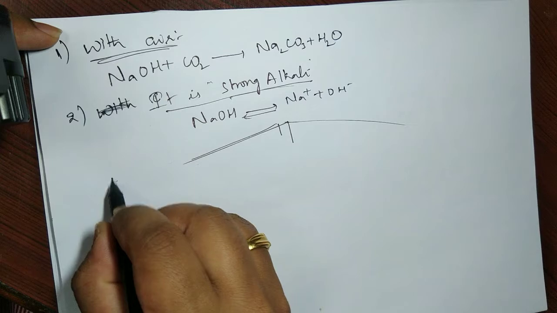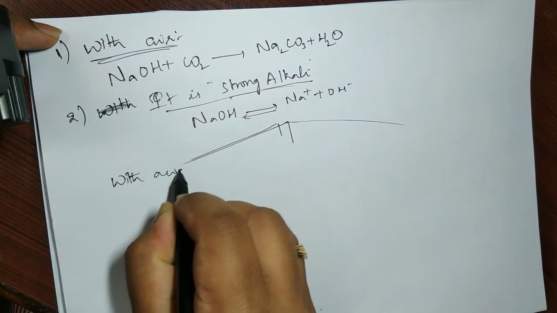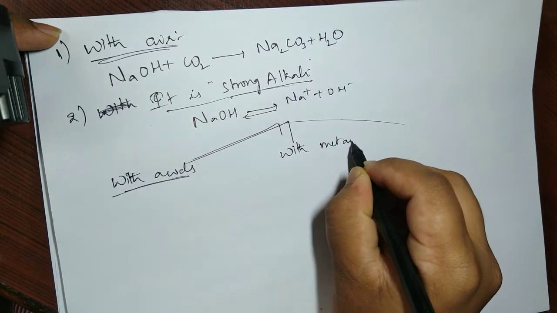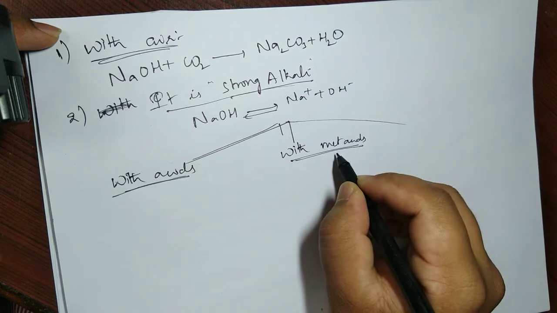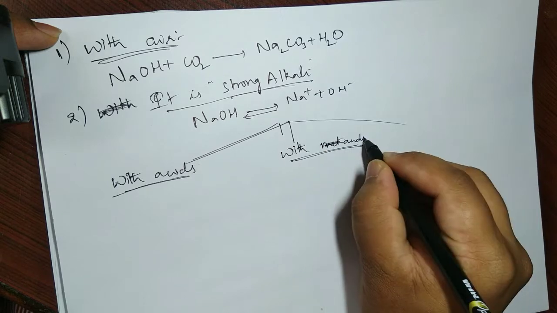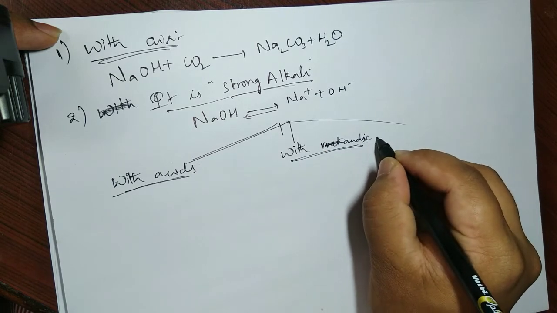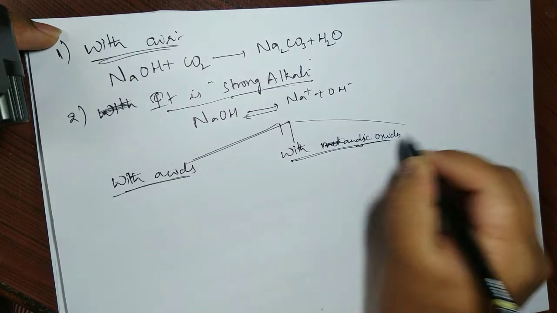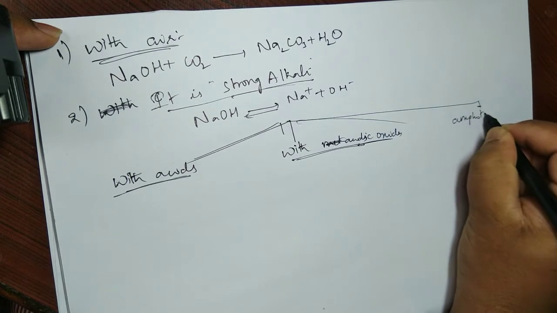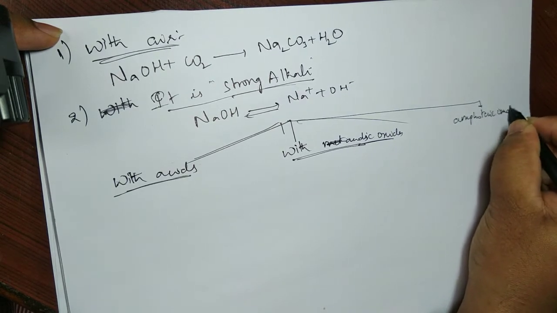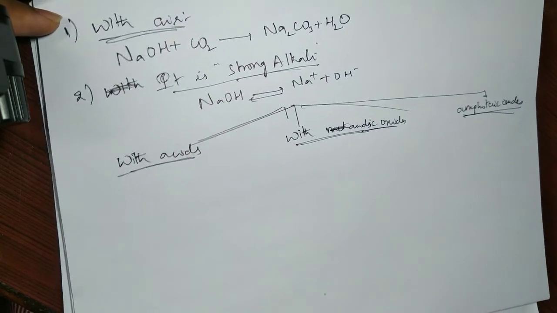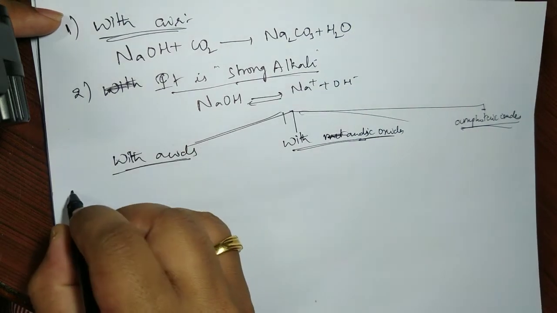One is with acids, not metal acids, in fact I should call it acidic oxides, non-metal acidic oxides. And the third one is with amphoteric oxides also. So I think all these reactions you already knew. Okay, in fact you must be helping me out right before I write.